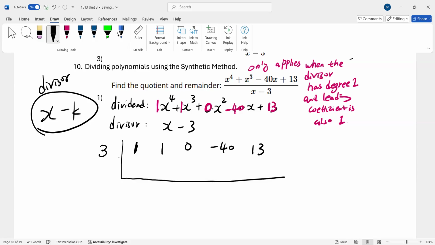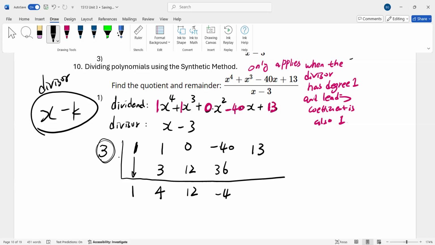Okay, let's start. We bring down 1. 1 times 3 is 3. Put it here. Add 1 and 3 together, we have 4. Multiply 4 by 3, 12. Put it here. 0 plus 12 is 12. 12 times 3, 36. Put it here. Negative 40 plus 36 is negative 4.